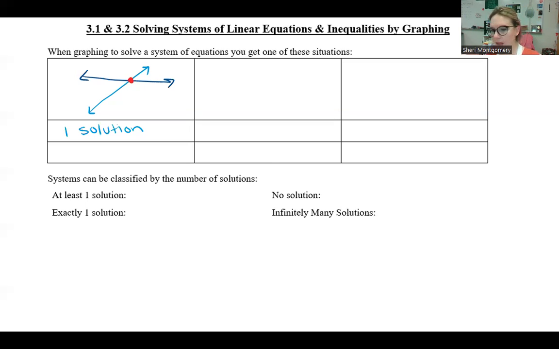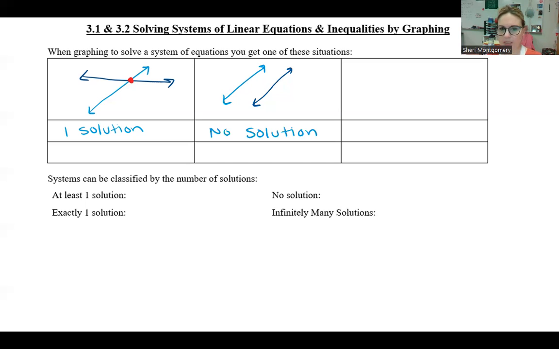Another situation that can happen is that you have two lines and you go to graph them. And we'll pretend like those are really nice straight lines. And it turns out that there's no solution because they are never going to cross.